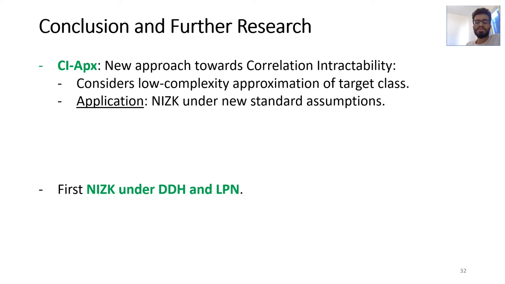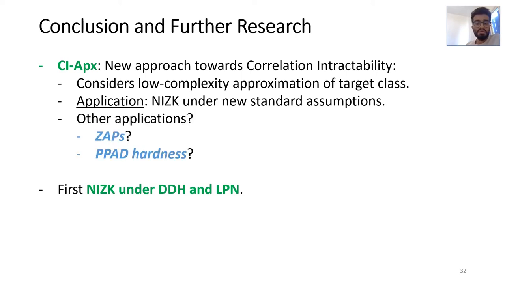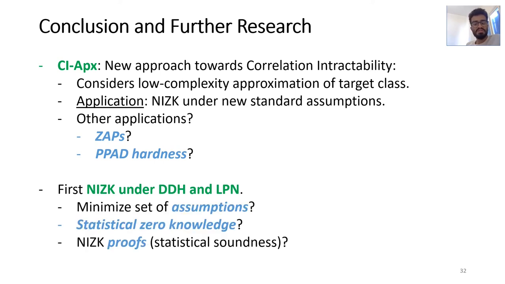And now there are many natural questions we can ask. First of all, whether we can use this new notion to get applications, maybe in ZAPs or in complexity hardness results. We can also ask questions related to the applications itself. It will be interesting to see whether we can minimize the set of standard assumptions, so maybe we can get NIZKs only from DDH or only from LPN. It will also be interesting to see whether we can extend our result to get statistical zero knowledge or statistical soundness, which we don't get either, as opposed to prior work.